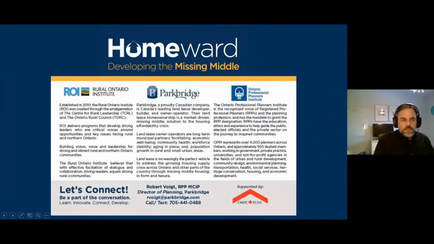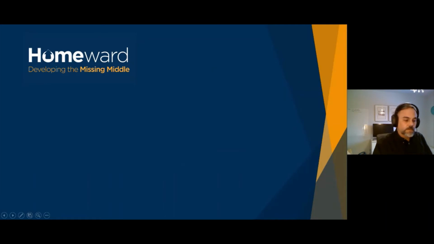As I noted, at the beginning of last year we came together with Parkbridge spearheading this. We partnered with the Rural Ontario Institute and the Ontario Professional Planners Institute, and got some support from CMHC to create a series of workshops called Homeward. That was really focused on developing missing middle housing. The idea was that we would bring together people from various aspects of the housing industry, not only elected officials and folks working for municipalities, but also developers and anyone that felt they were a stakeholder in this, so that they could have a greater understanding of what was involved in providing housing for their communities, but particularly focused on small urban centers and rural communities.